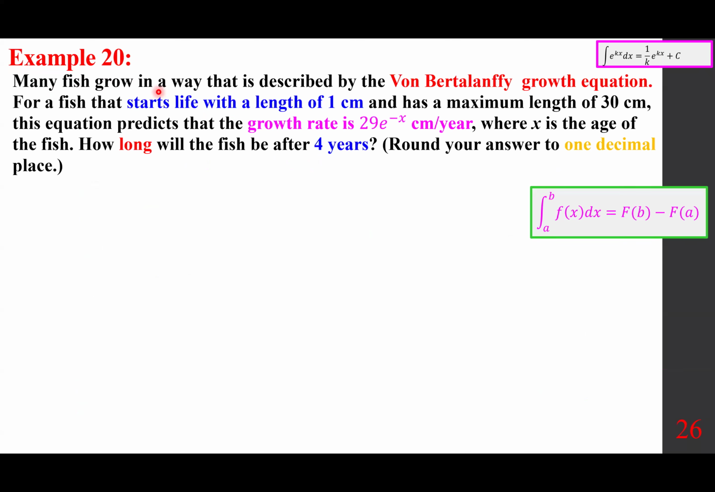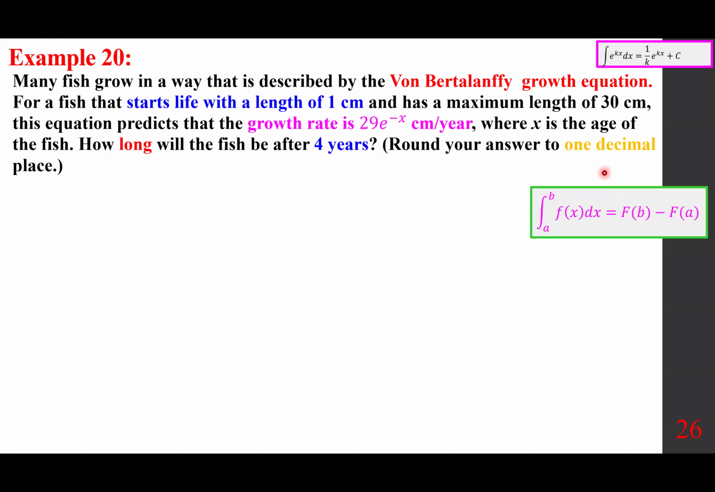Application problem. Many fish grow in a way that is described by the von Bertalanffy growth equation. For a fish that starts life with a length of 1 centimeter and has a maximum length of 30 centimeters, this equation predicts that the growth rate is 29 e to the power minus x centimeters per year, where x is the age of the fish. How long will the fish be after 4 years, rounded to 1 decimal?